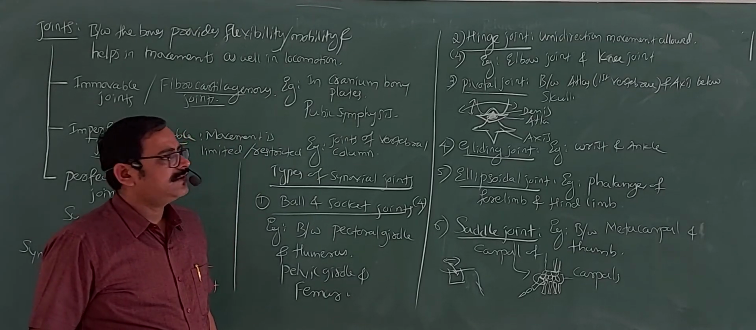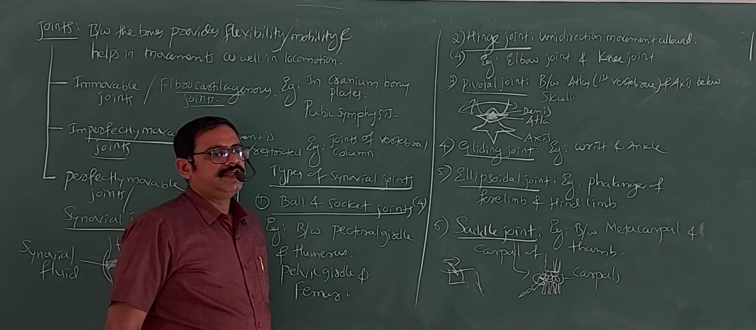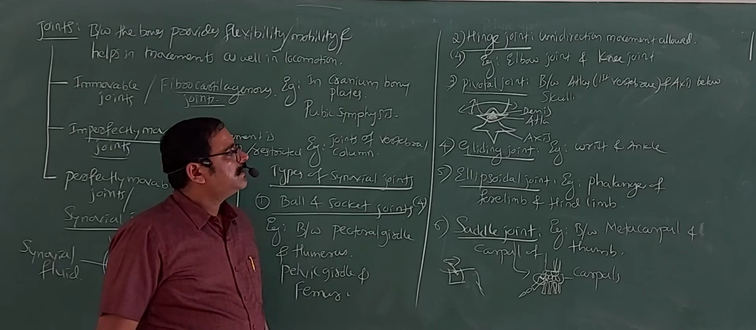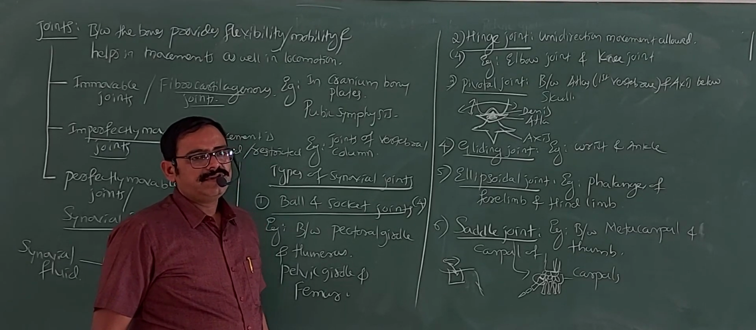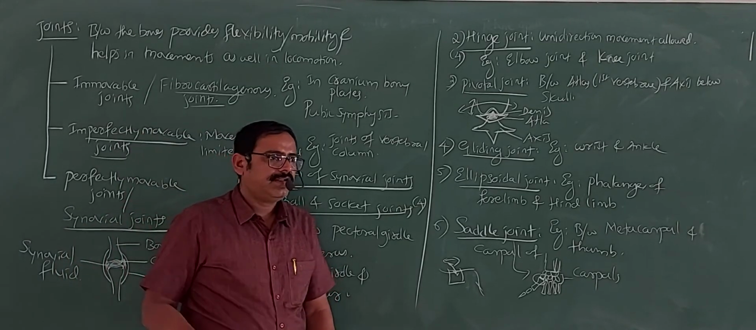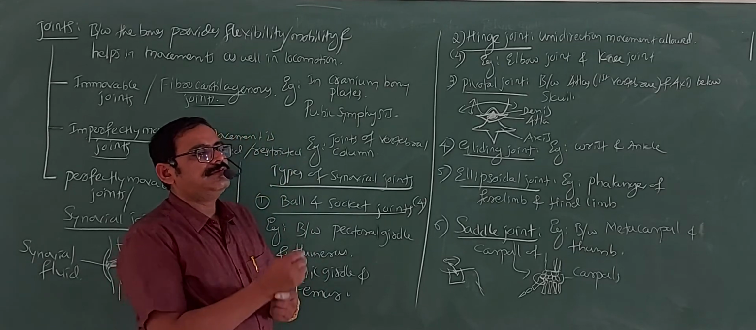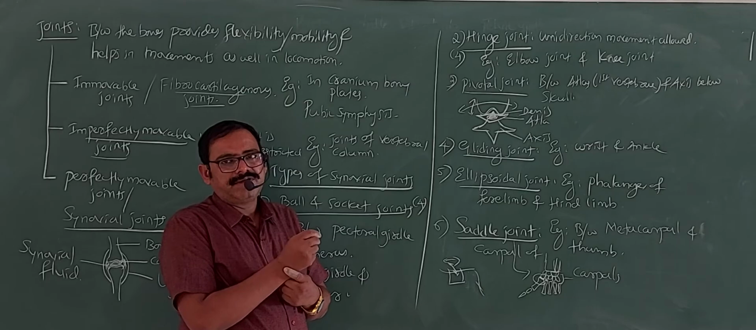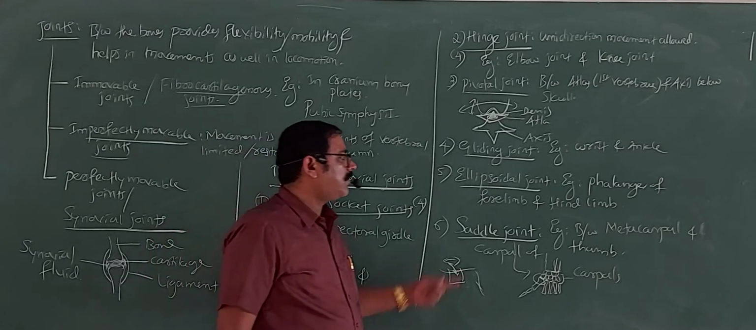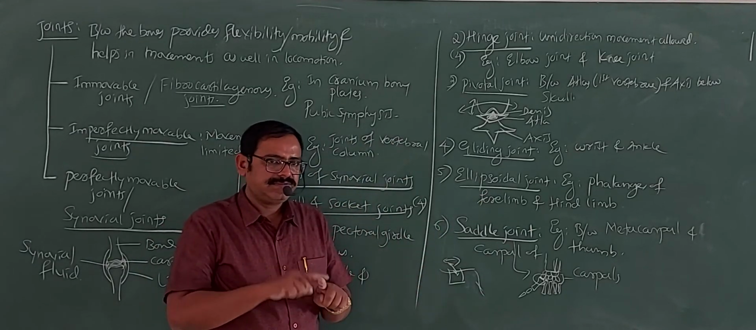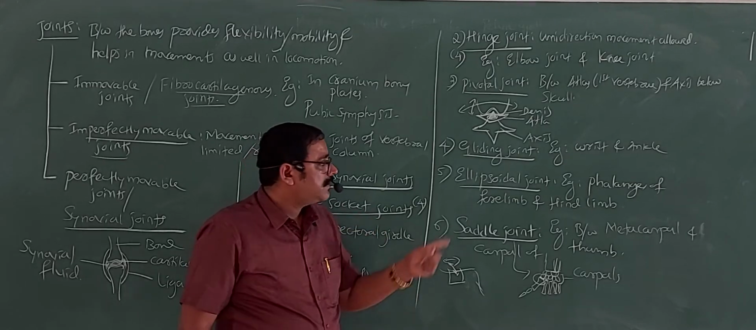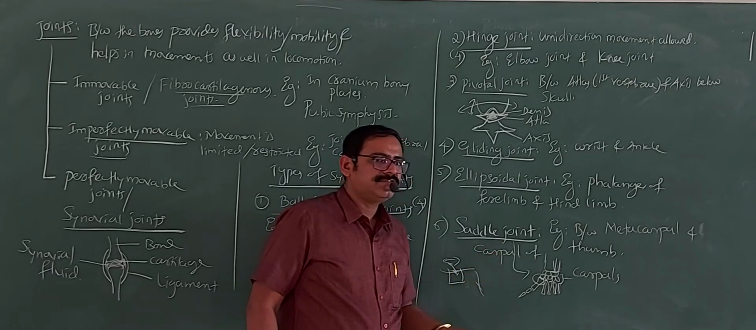Then the pivotal joint is only 1. The skull, which is dicondylic, articulates very well with the atlas, then the axis. The movement is front, back, right, left. Gliding joint: the movement of the wrist and the ankle, where bones slightly glide over one another, slipping over and again coming back to the normal position. That's why they are called gliding joints. Ellipsoidal joints are present mainly in the fingers. We can fold our finger back and front. This is the ellipsoidal joint. And then the saddle joint, mainly in the thumb.